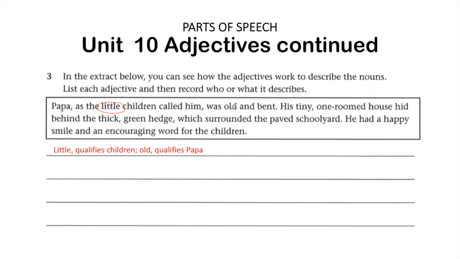In the next sentence, we have called him old. That's our description, and it qualifies Papa at the beginning of the sentence here. So sometimes the adjective that's used relates to a noun in a different part of the sentence. So you just have to be careful that you read the information closely.